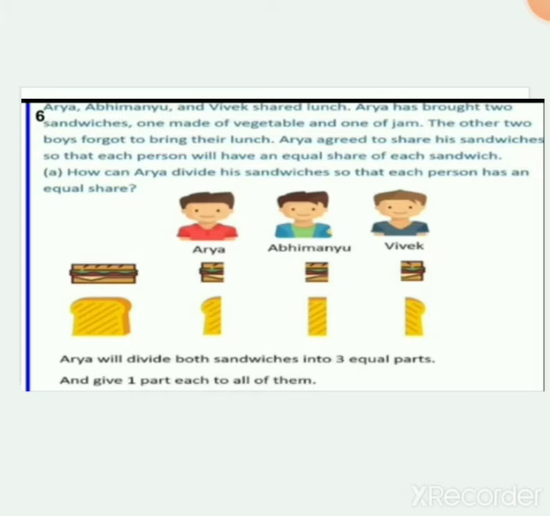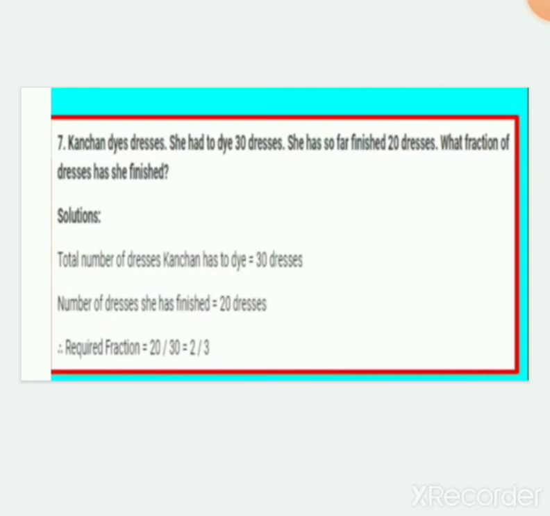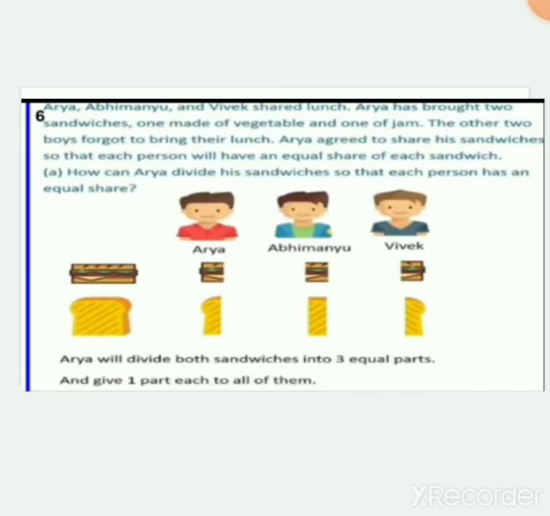Moving to the next question. Arya, Abhimanyu and Vivek shared lunch. Arya has brought 2 sandwiches, one made up of vegetable and one of jam. The other 2 boys forgot to bring their lunch. Arya agreed to share his sandwiches so that each person will have an equal share of each sandwich. First we have, how can Arya divide his sandwich so that each person has an equal share?